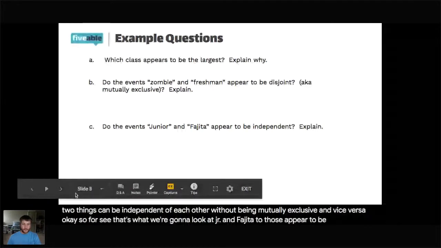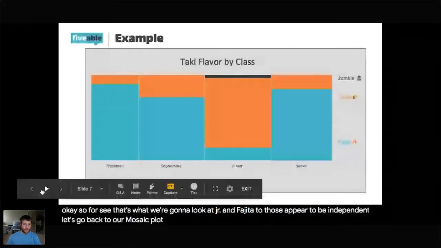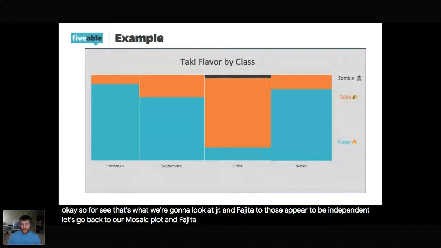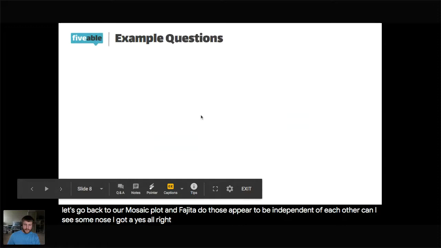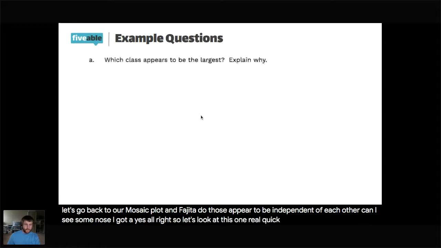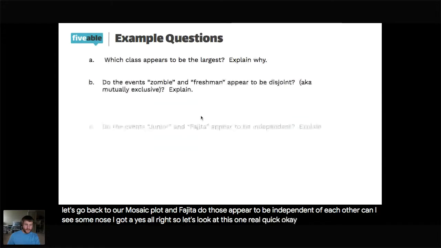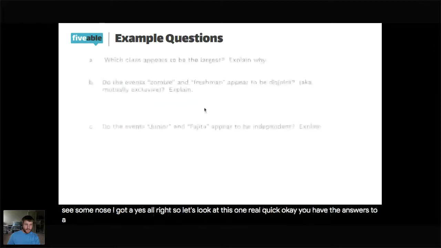So let's go back to our mosaic plot. Junior and fajita, do those appear to be independent of each other? All right, so let's look at this one real quick. Okay, I think I have the answers to A, B, and C on this one.